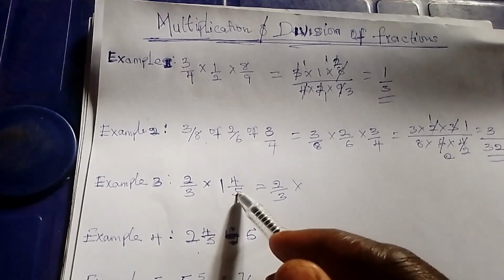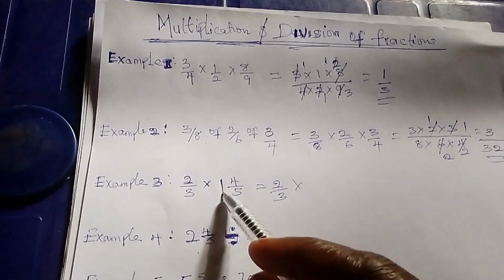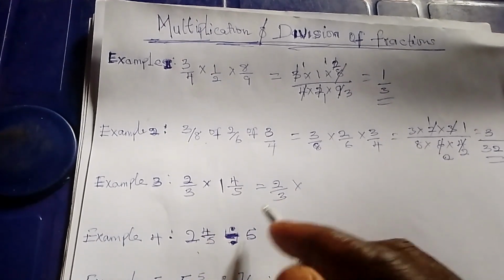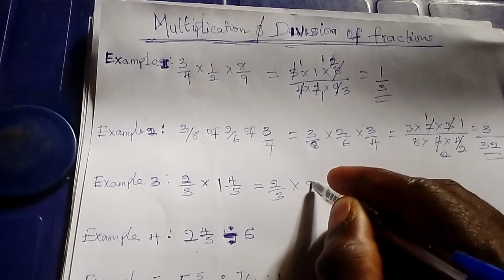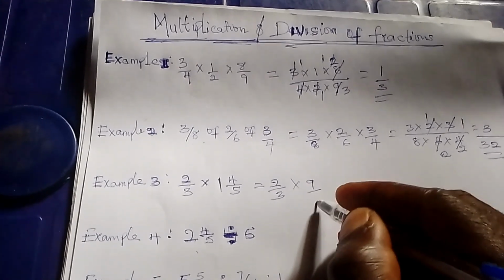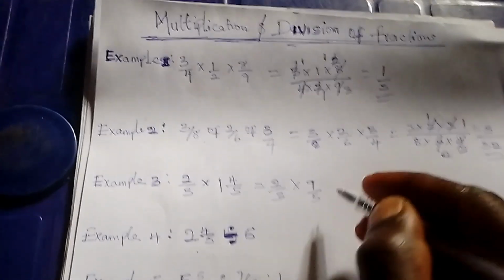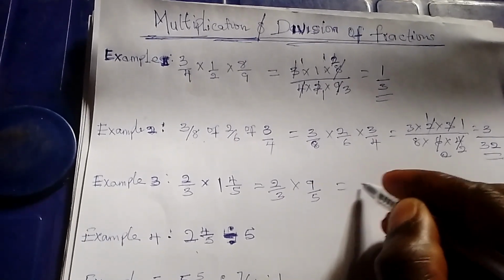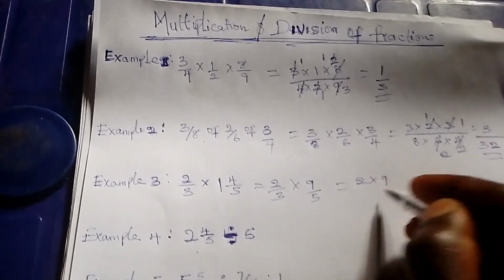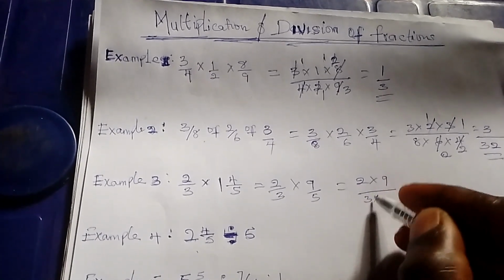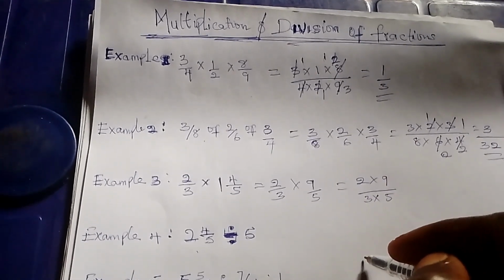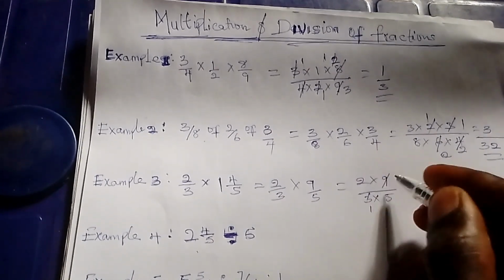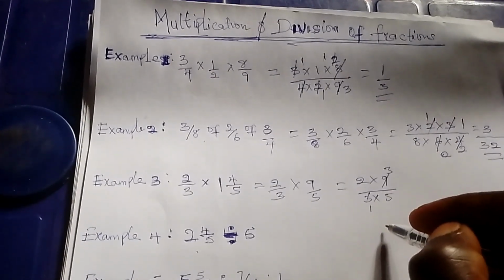The denominator here, that is the 5, multiplied by the 1, gives us 5, plus the numerator, which is 4, will give us 9. This is 9 all over the denominator, which is the what? 5. Now, to simplify it further, it becomes 2 times 9 all over 3 times 5. We check for the cancellation. 3 here will give us 1, 3 here will give us 3.